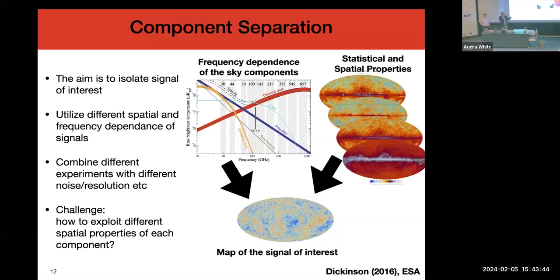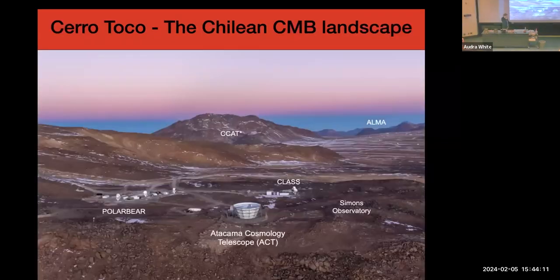So underpinning the rest of my talk is going to be the idea of component separation, which uses the different frequency dependence of the different sky signals. In this case, we're going to be thinking about the extragalactic ones, and also their different statistical and spatial properties, and combining these to isolate from the plethora of signals that we have in our data sets one component of interest. An example here is shown of how this works for the primary CMB. So I mentioned this at the very beginning.